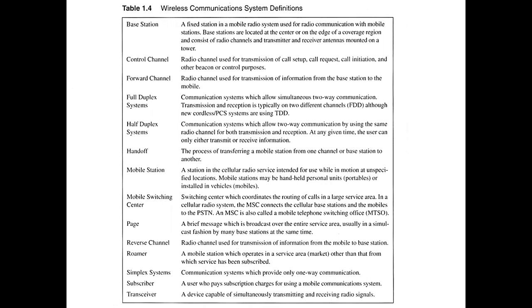Now we are going to talk about the channels between every two elements in the cellular communication system. Of course, to understand the operation, we said that we have two kinds of channels, traffic channels and control channels.